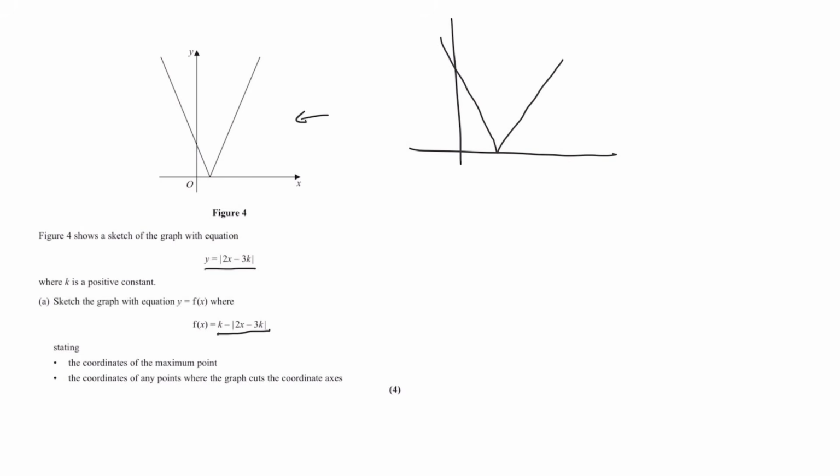First of all, we can see we have a minus in front of this. So let's draw the graph of minus 2x minus 3k. What this is doing is just reflecting it in the x-axis. So this graph is going to look like this. It's just flipped upside down, basically.